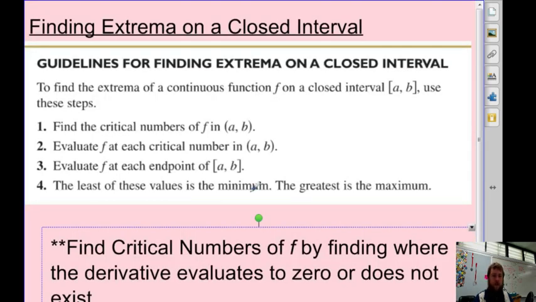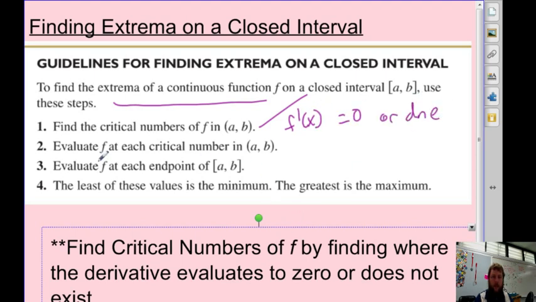Now, what can I do with these derivatives? I can use this to find the extrema on a closed interval. So this is what we're all leading up to. Here are the guidelines. To find extrema of a function, I have to find the critical numbers of the function. Critical numbers are where the derivative f prime of x equals 0 or does not exist. Then you want to evaluate each of those critical numbers, and also evaluate the endpoints. So you want to find f of a and f of b, the two endpoints. The smallest value is the minimum, the greatest value is the maximum.